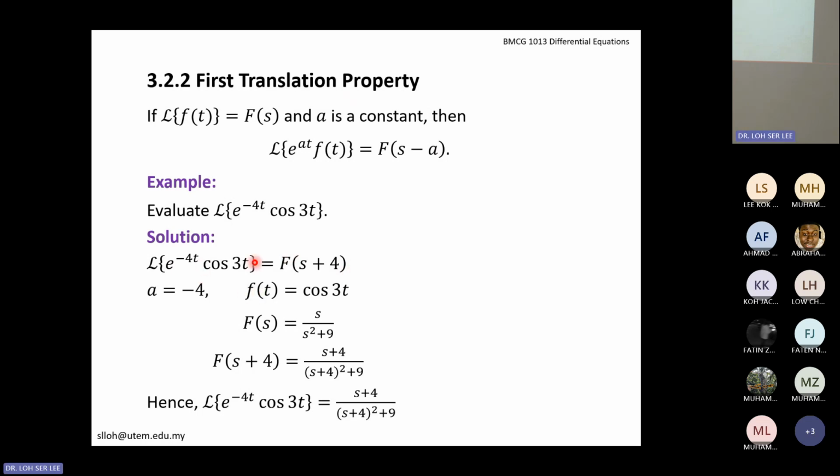Then this will be your f(t). This is your e^(at), and this will be your f(t). So f(t) is cos 3t. And we need this capital F. Capital F means the Laplace transform of this function. So we Laplace transform this, and you will get this. But your final solution is F(s+4) instead of F(s). So we change all s into s+4, this s and also this s as well. And this is your final solution.